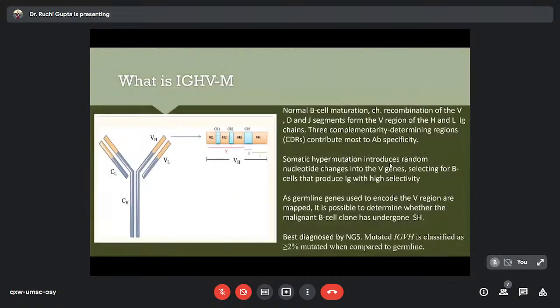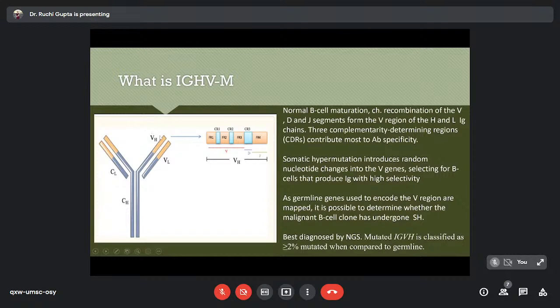So before I move forward, this is something which even when we were students, and even till date, even our senior residents ask: what is this IGHV exactly? So I'll just take a minute to explain what we mean by this immunoglobulin heavy chain variable region mutation. This is a typical immunoglobulin, and the blue-gray is the constant region. This is for the heavy chain, and this is for the light chain.